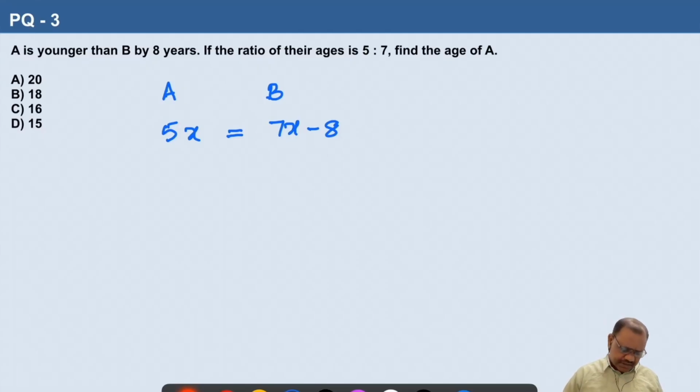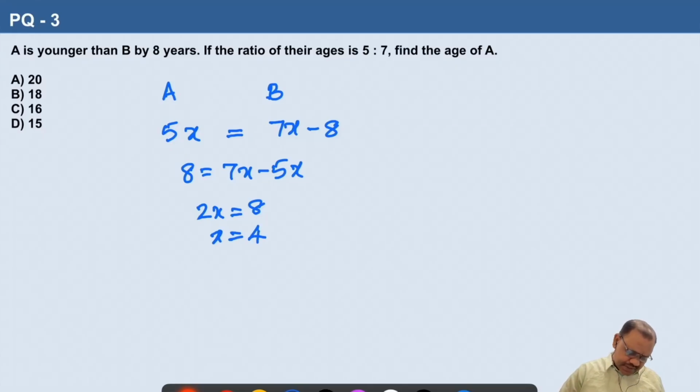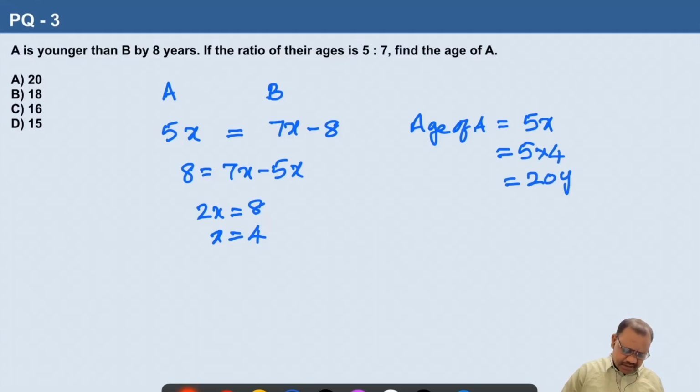Now solve this. So 5x goes to right side and 8 comes to left side. 8 is 7x minus 5x. So 2x is equal to 8. x is equal to 4. So what is the age of A? The question is to find out age of A. It is 5x. That is 5 into 4, 20 years. Age of A is 20 years. Option A is the right answer.